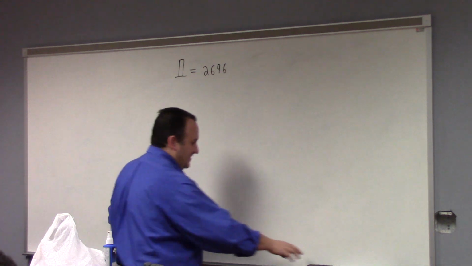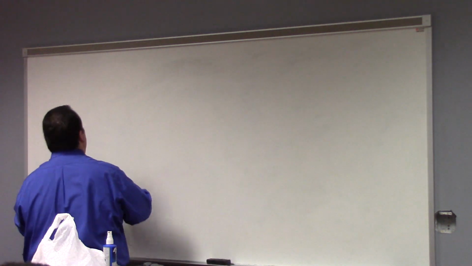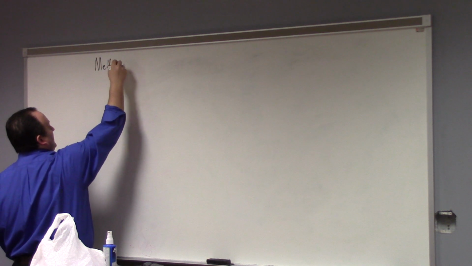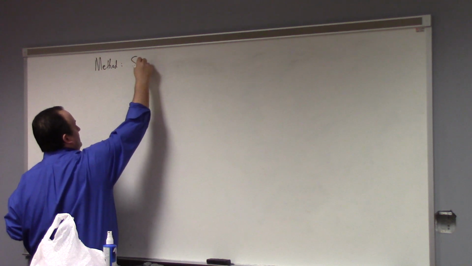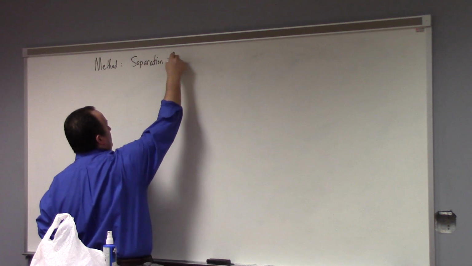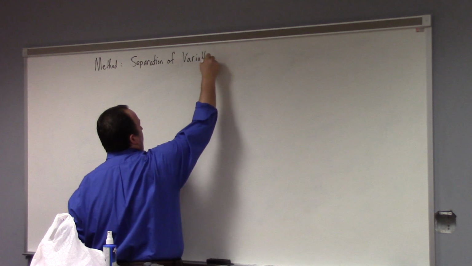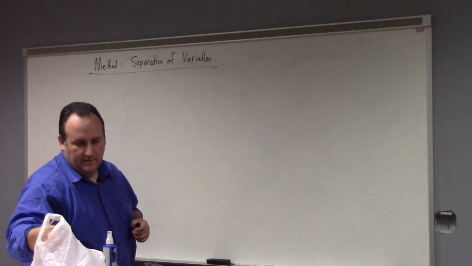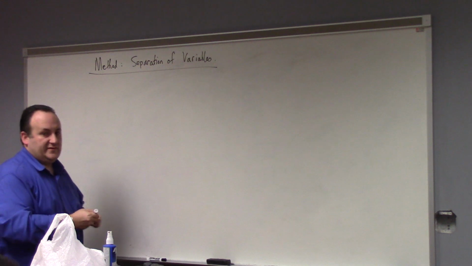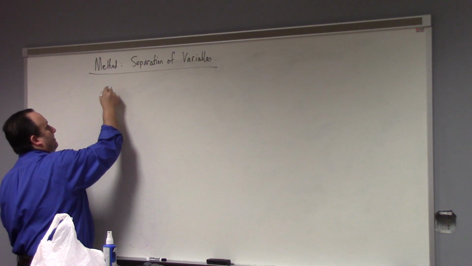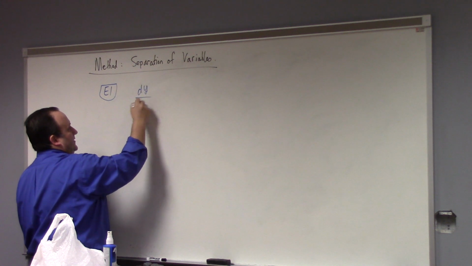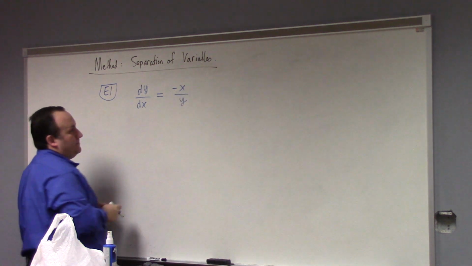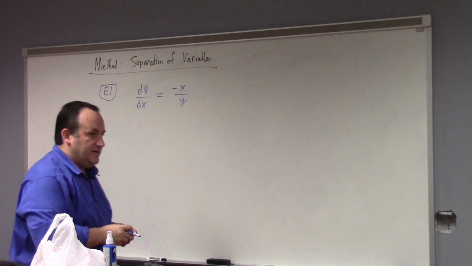All right, so let me erase this unpleasantness. There we go. And talk about methods. The method is called separation of variables. And so I'm going to illustrate by example. All right. So example 1. Suppose you're up against dy/dx equals minus x over y. You want to solve this differential equation. How do you do it?